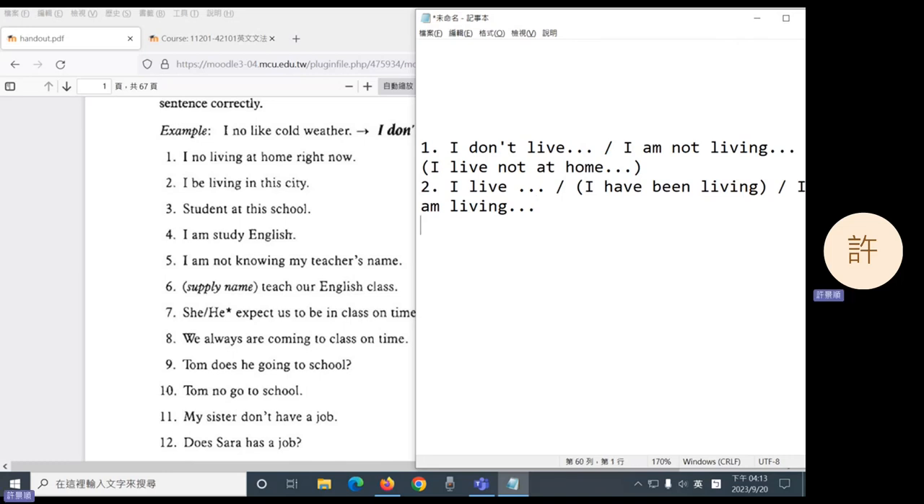No. Okay. Question three. "Student at this school." What is one answer to correct this sentence? It should be a complete sentence. "The students at this school." Is this a complete sentence? Oh, "The student is at this school."